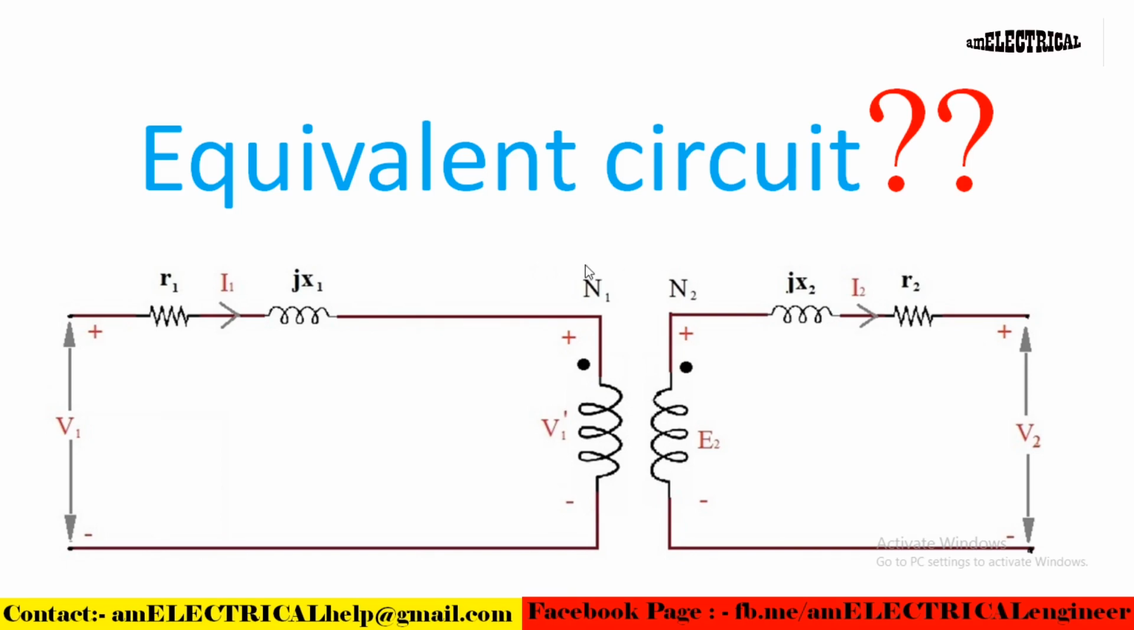What is an equivalent circuit? An equivalent circuit is nothing but a circuit representation of the equations describing the performance or the behavior of the device. An equivalent circuit of electromagnetic devices consists of a combination of resistances, inductances, capacitances like passive elements, and voltages, currents like active elements.